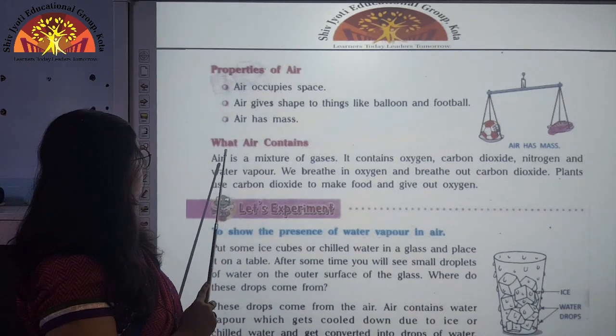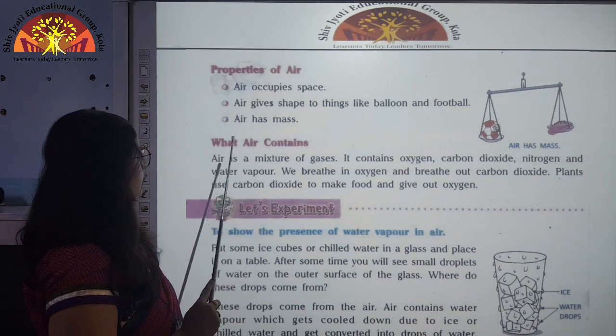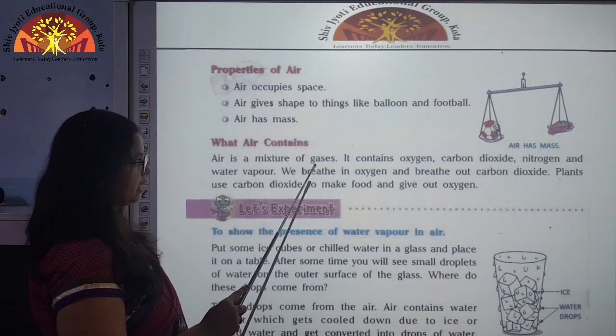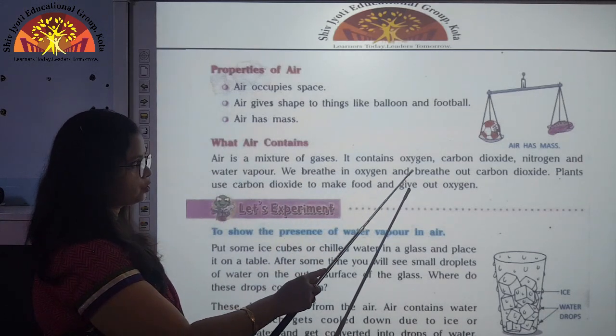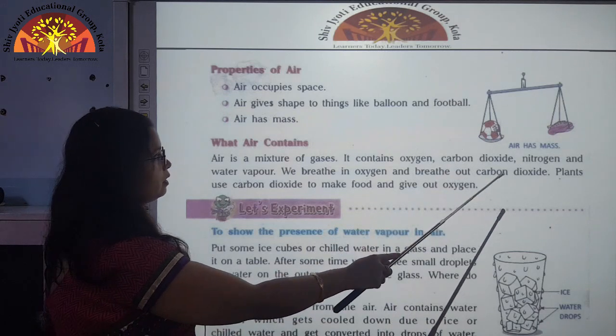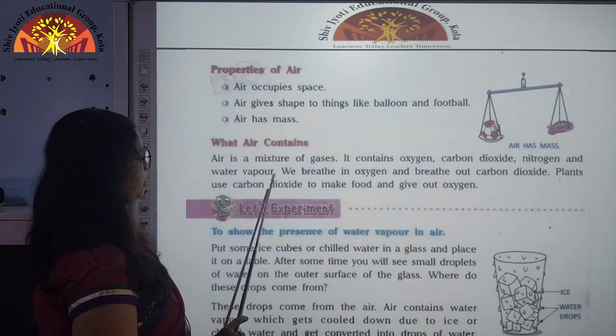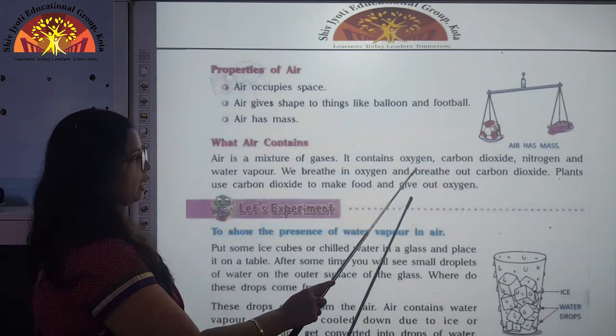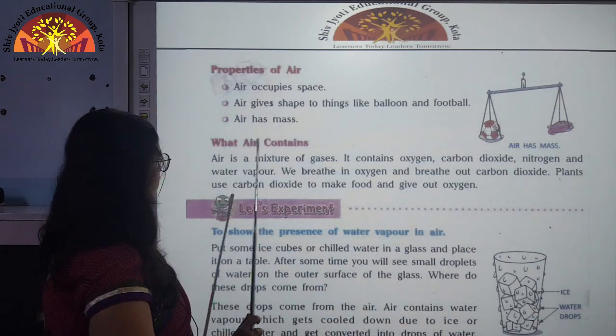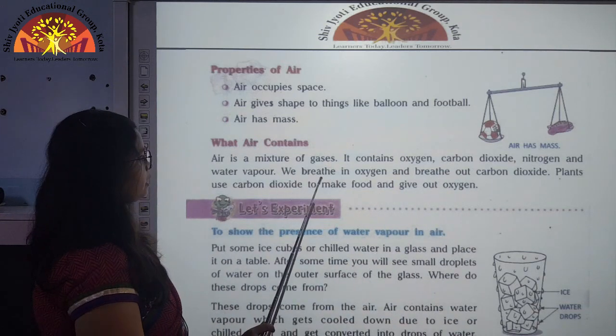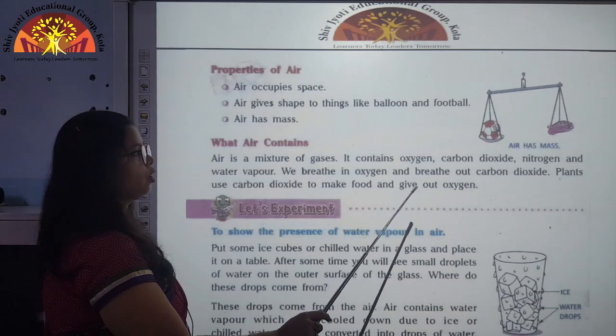Now we come to next, what air contains. So children, air is a mixture of gases. It contains oxygen, carbon dioxide, nitrogen and water vapor. We breathe in oxygen and breathe out carbon dioxide. Plants use carbon dioxide to make food and give out oxygen.